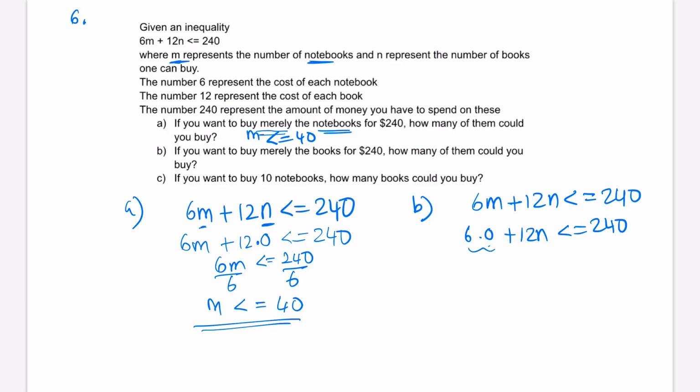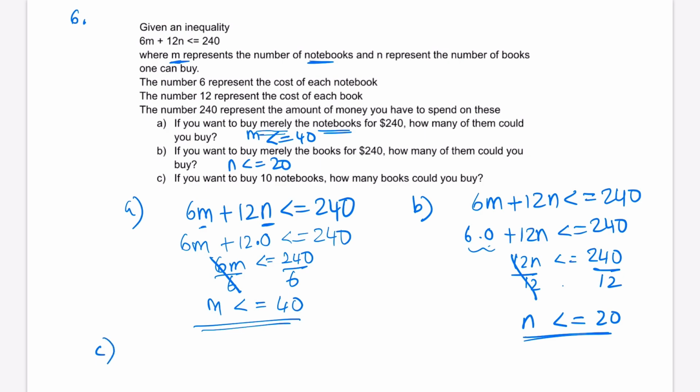6 times 0 is 0 plus 12n, so 12n is less than or equal to 240, and let's do one more step here. Divide both sides by 12, which leaves us with n is less than or equal to 20. Okay, this is the answer for the second problem, n is less than or equal to 20. So you can buy up to 20 books for $240. Okay, that's assuming that you are not buying any notebooks.